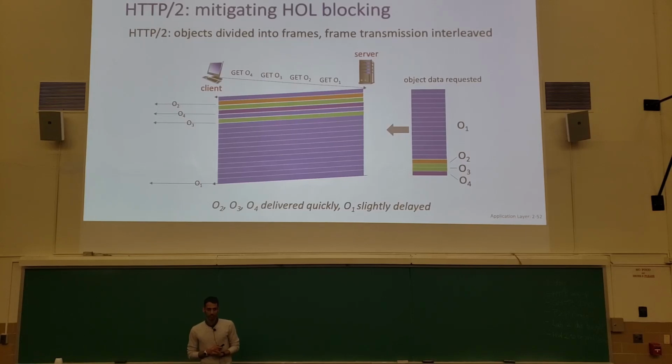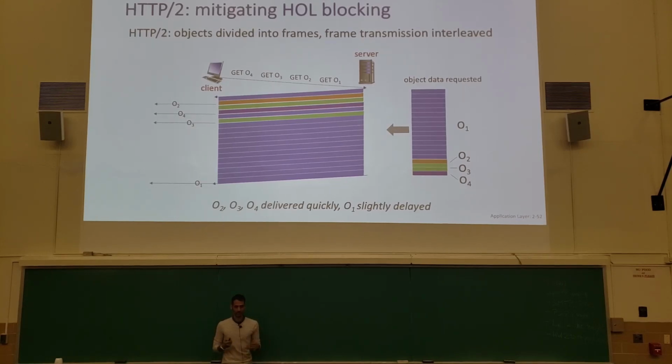So that's HTTP 2. Object prioritization, pushing or prefetching of unrequested objects, and most importantly, interleaving to get around the HOL problem. And there are lower level implementation differences, status codes and things, but they're more detailed, right?